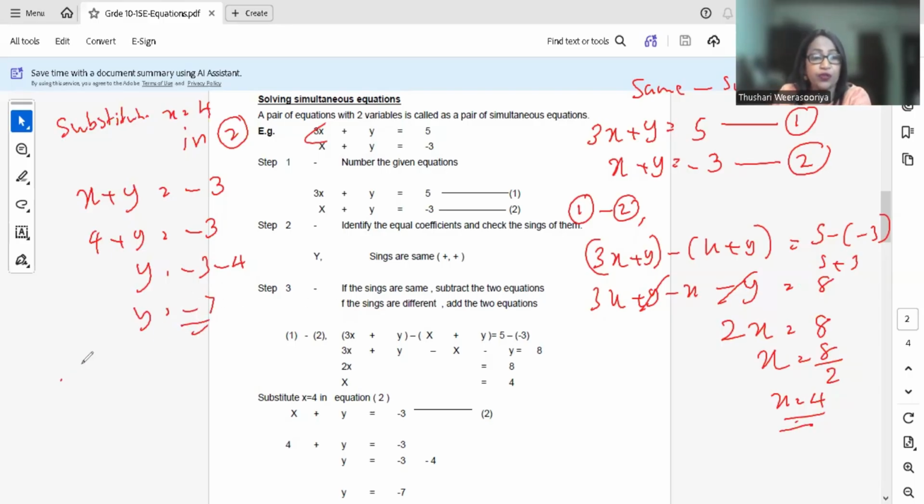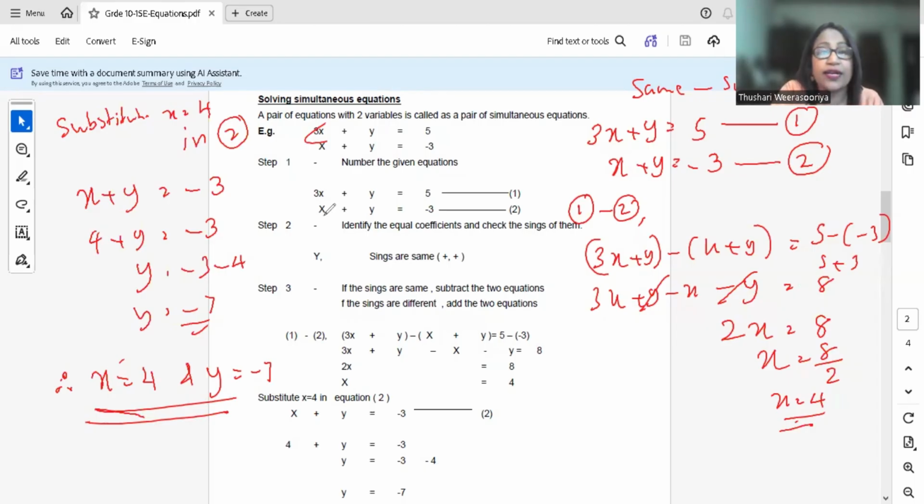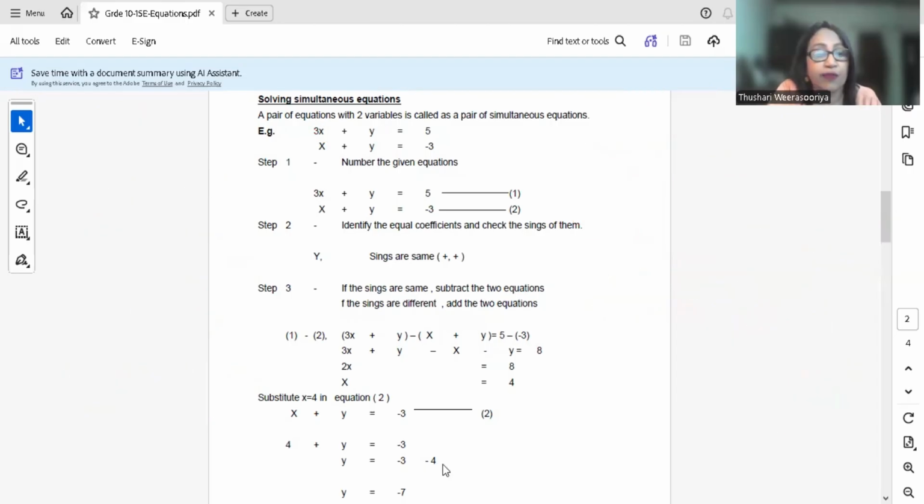Here, you got two answers. Finally, therefore, you know the symbol of therefore. Therefore, x equals 4 and y equals minus 7. You write like that. Then only for this statement, you are getting 1 mark in the O-level paper. I assume you can understand the grade 9 simultaneous equations. Now we'll go to the grade 10 simultaneous equations.